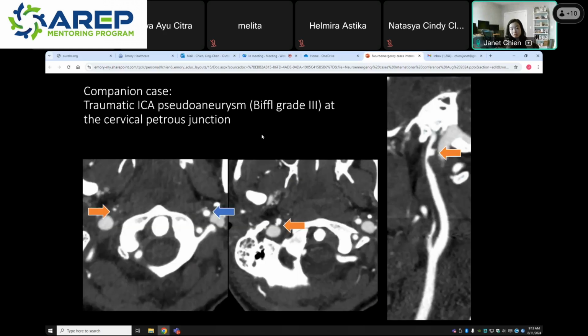This is a companion case. It's a traumatic ICA pseudoaneurysm, which would be a Denver Biffl grade 3 vascular injury at the cervical petrous junction. This is a young, I think 20-something-year-old lady who was in a car wreck.